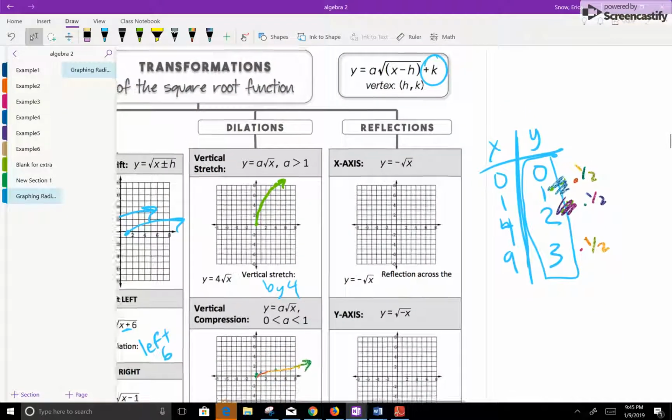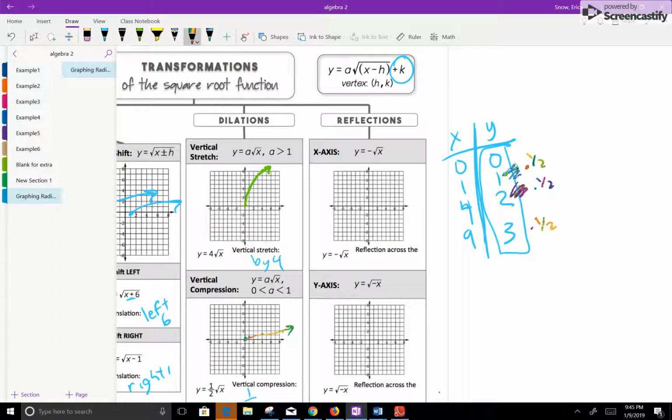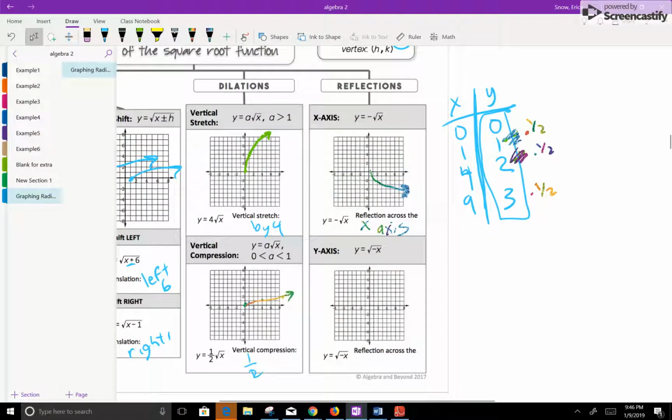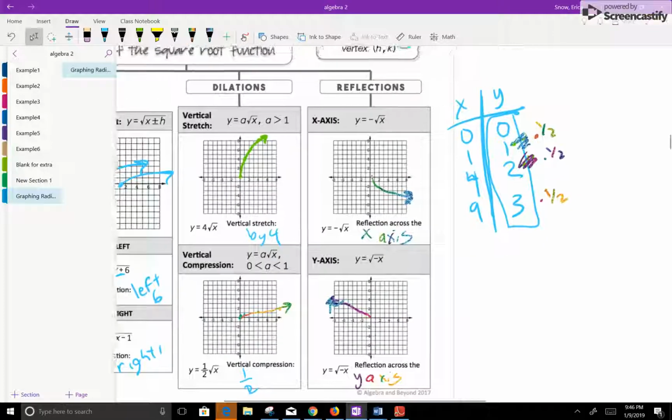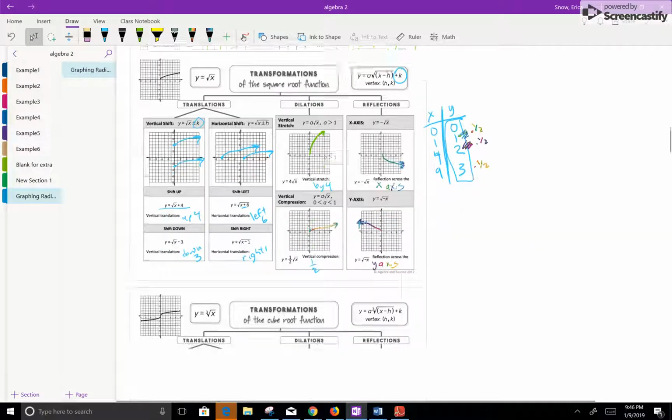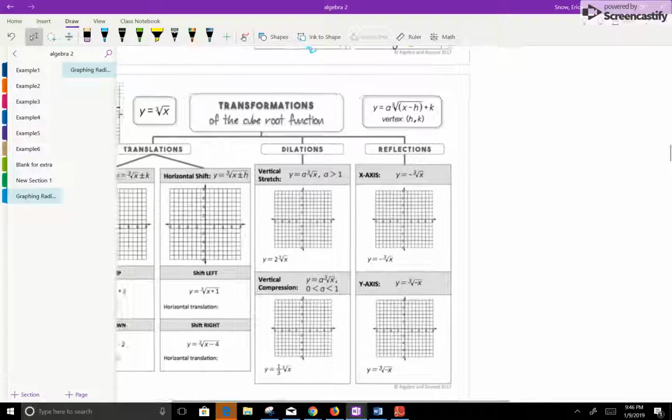Okay, reflections, easy enough. This is a reflection across the x-axis. Because guess what? Now all of our y's are going to be down here because we're going to find our square root and then we're going to make it negative. This is a reflection across the y-axis. So it actually looks like this, square root of negative x. So again, just draw the sketches in your teeny tiny little boxes that you have there. I know you love me for that.